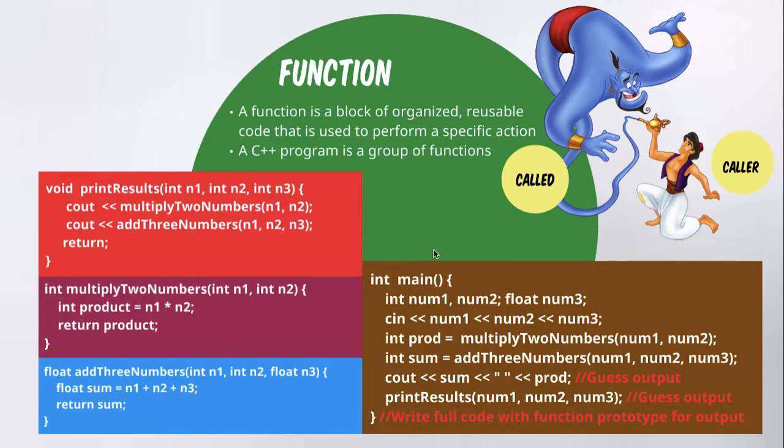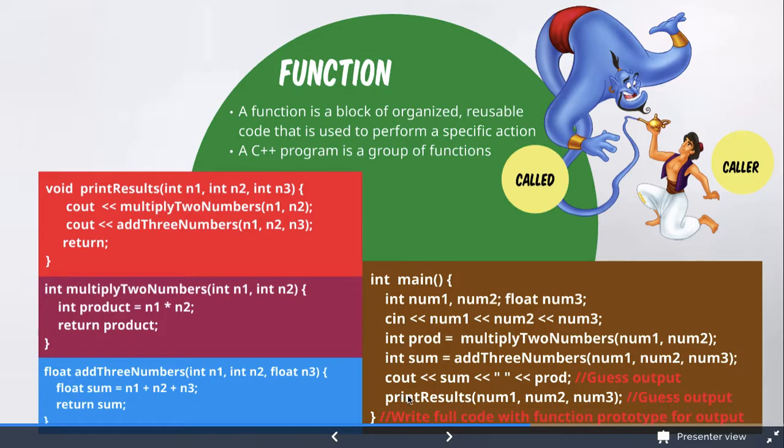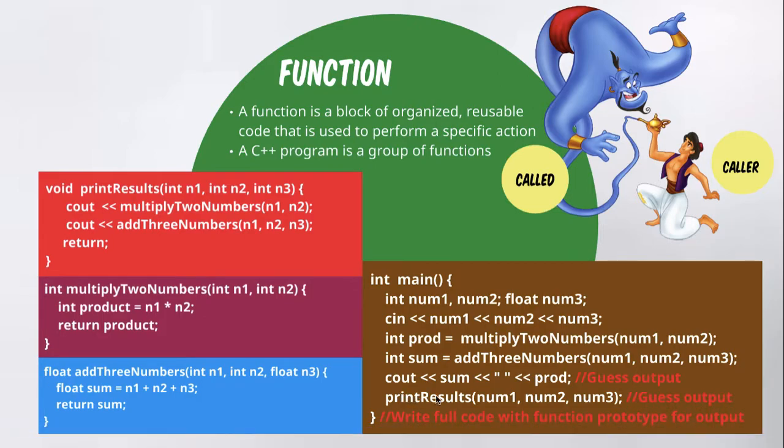So that is all about the function. For better understanding, go through this code and try to write down the full code with function prototype, with the hash include statement, namespace, and everything, utilizing these four functions. And once you can do that, that is the end of the knowledge of function for the C++ 101 course.